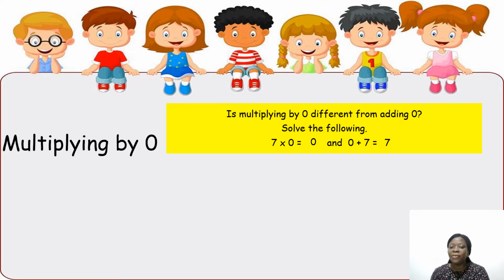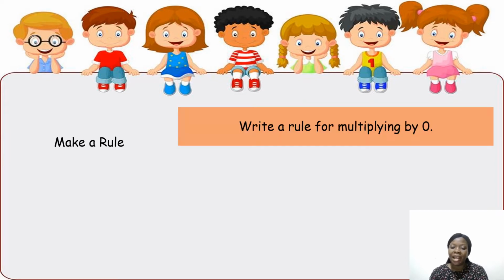So there is a difference between multiplying by 0 and adding by 0, and this is the difference. When you multiply by 0, the answer is always 0. But when you add a number to 0, your answer is always the number you added to the 0. I hope this is clear. Now you're going to pause the video one more time. Write a rule for multiplying by 0. When you write down the rule, then come back and let's continue.